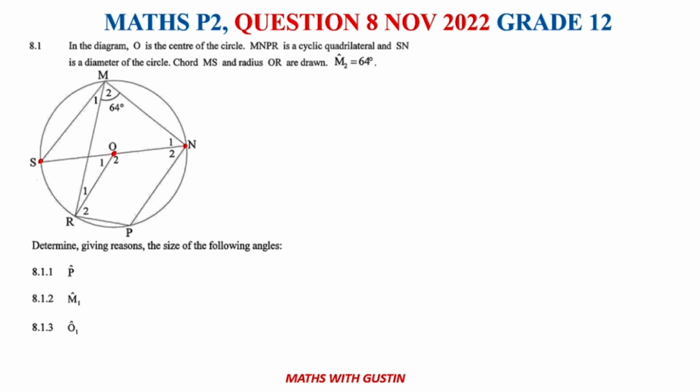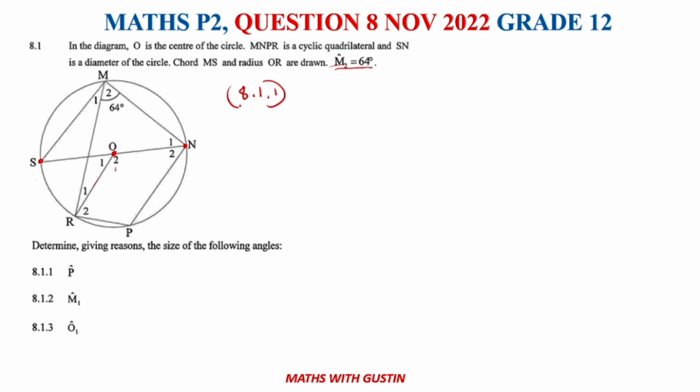All right, the quad MS, and then where is MS here? We've got a quad MS, there it is, and then we also have OR drawn, the radius OR. Where's the radius OR? This is our radius right here. Great stuff. And then M2 is equal to 64. Great stuff. So now let's go to the questions.